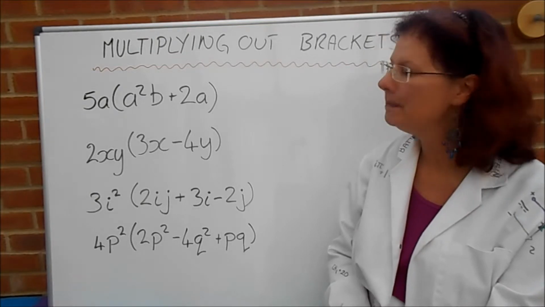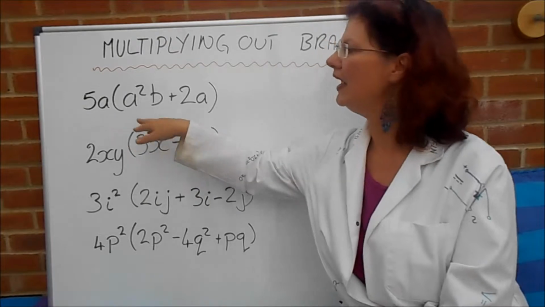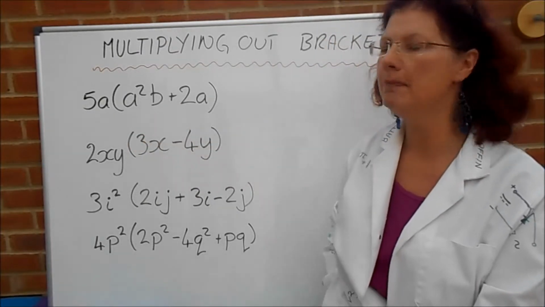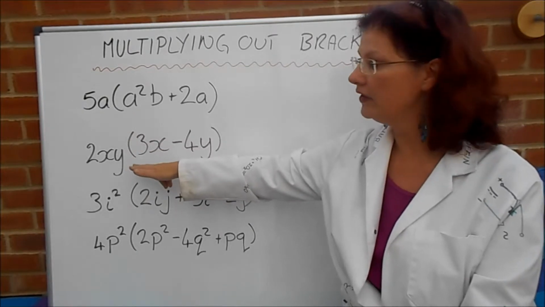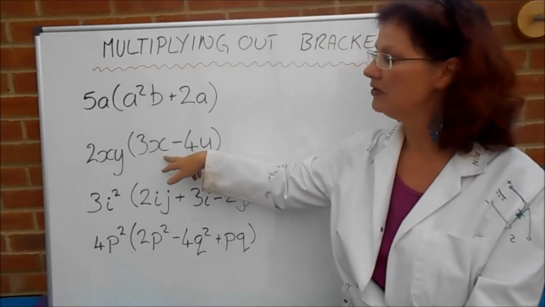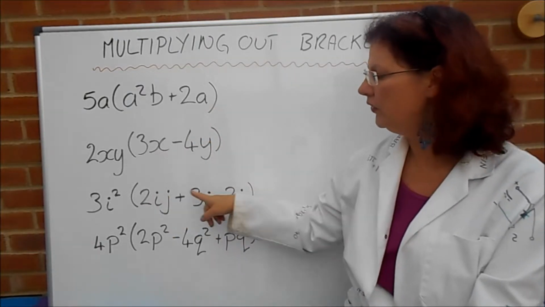Right, here I am back again. So here are some for you to have a go at. We've got 5a outside the brackets and a mixture of a's and b's inside. This one here, very similar, with an xy outside the bracket. So here you're going to have an x times another x and then y, so you're going to have a few squareds in there. A few more squareds in here.